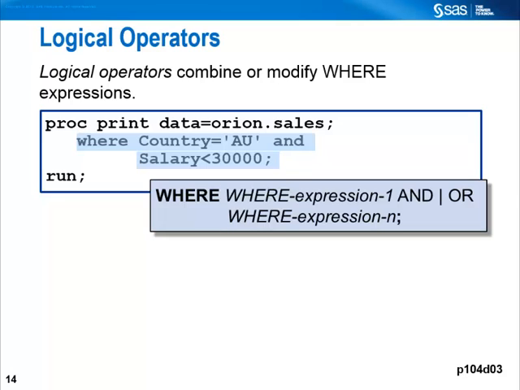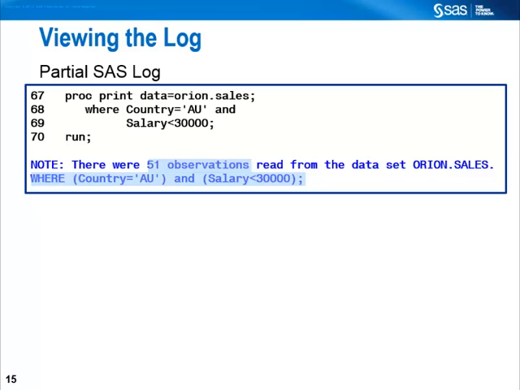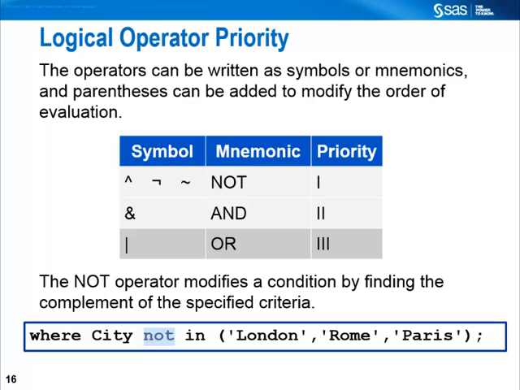When we submit the program, this is what we get. Out of 165 observations, we get only 51 observations where orient.sales were read, which have the value of the variable as AU and the value of the salary less than 30,000.